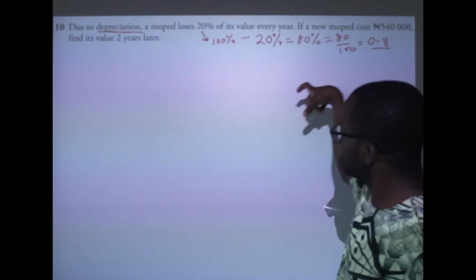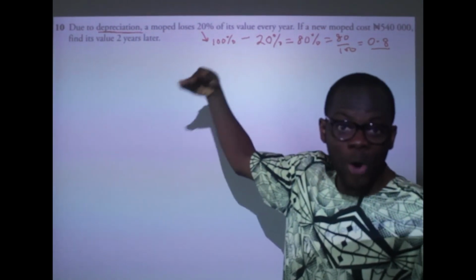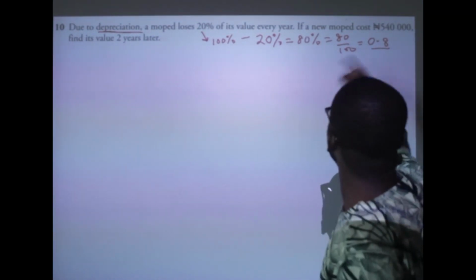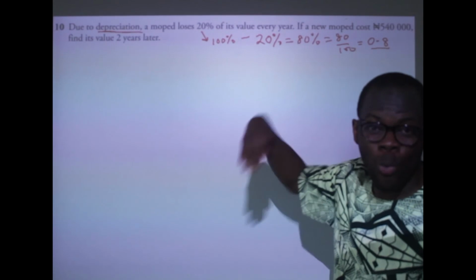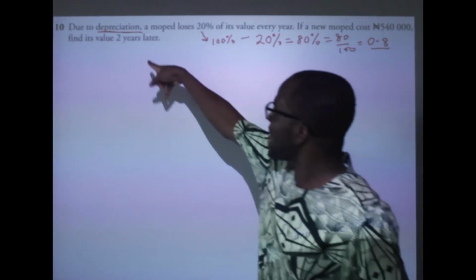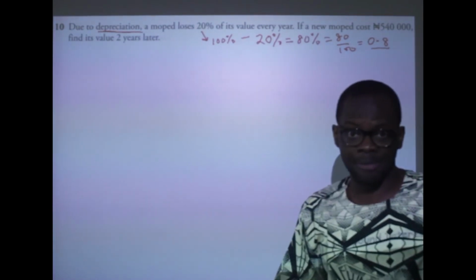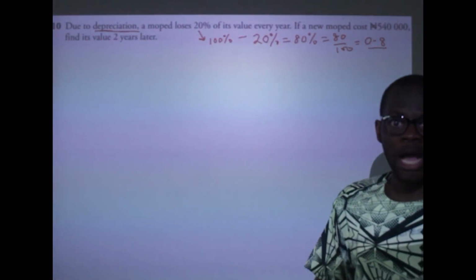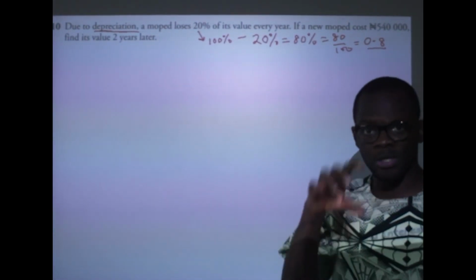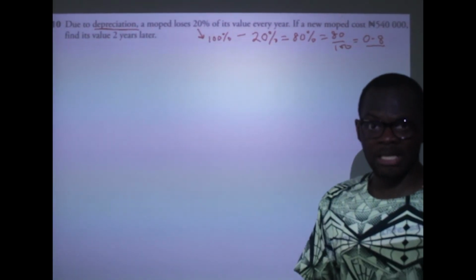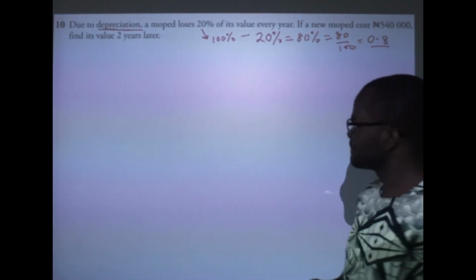So using that multiplier, you've been asked to find the value of a new moped that costs 540,000 naira. What would be its value after 2 years if it depreciates by 20%? So again, give these questions a go, and let me know how you go. You can drop me a mail with your answers and I will respond accordingly.